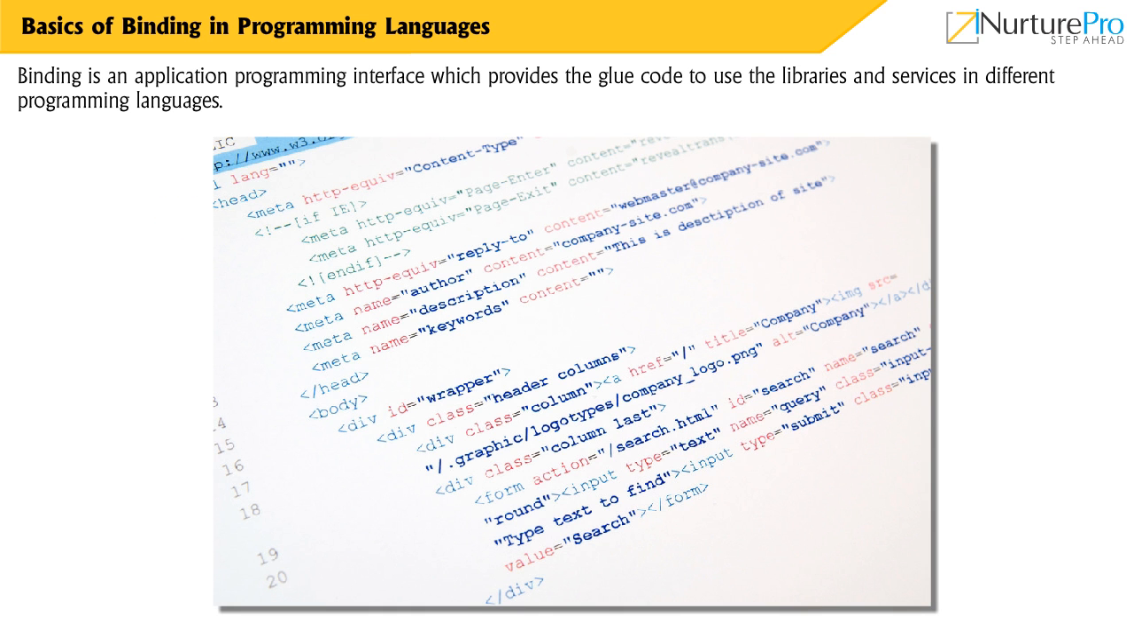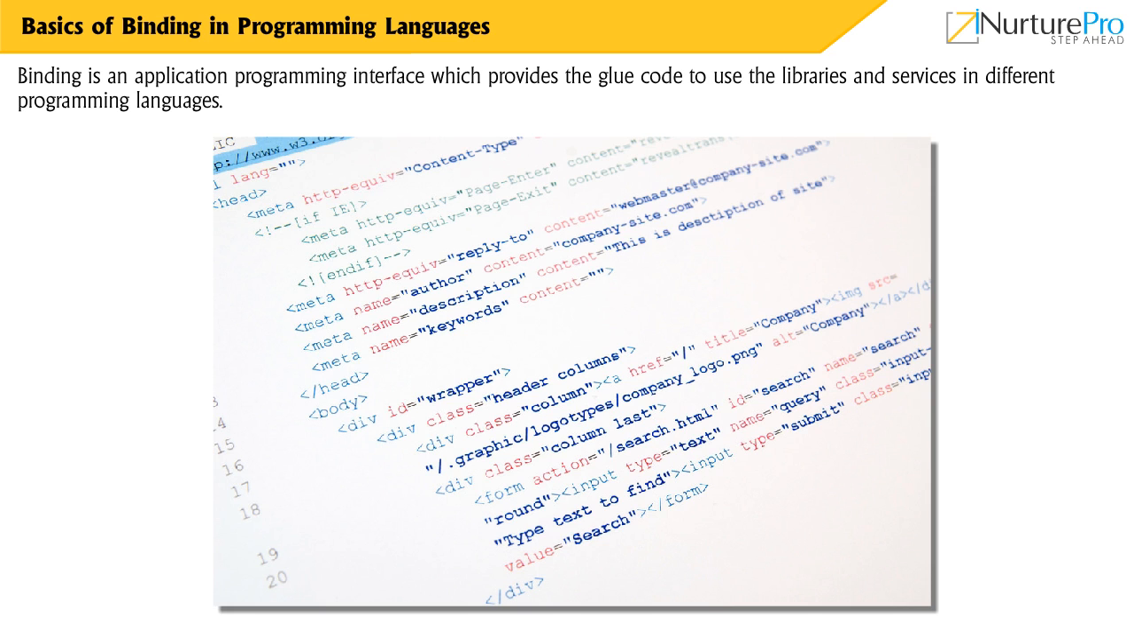Binding is an application programming interface which provides the glue code to use the libraries and services in different programming languages. In software libraries, bindings are wrapper libraries that bridge two programming languages, so that a library written for one language can be used in another language.